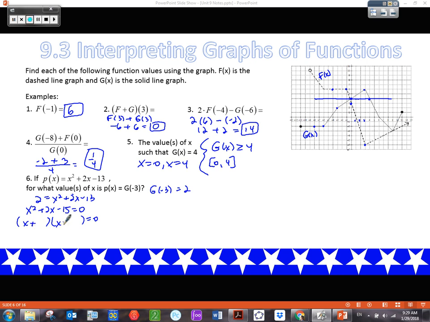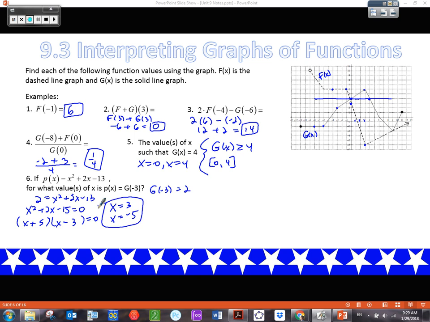So the back sign is negative, so our signs are different. So what do we have? A 5 and a 3. Yep, that works. So the values of x where this would be true, where p of x would equal g of negative 3, would be at x equals 3 and x equals negative 5.